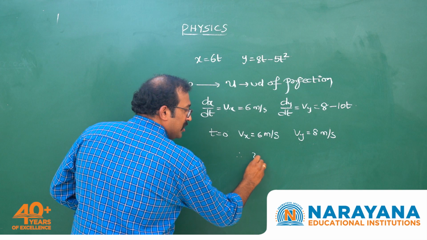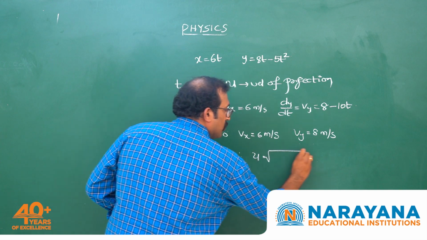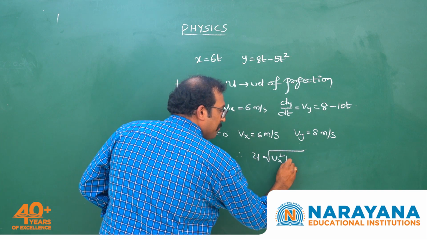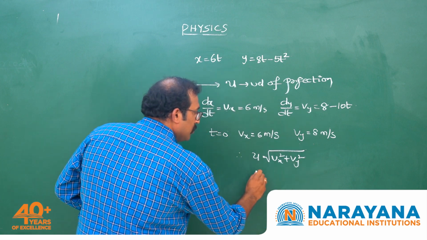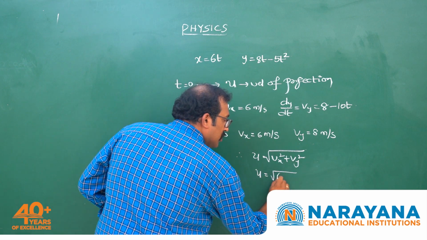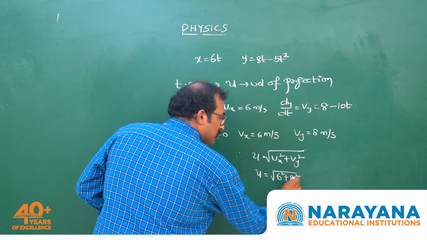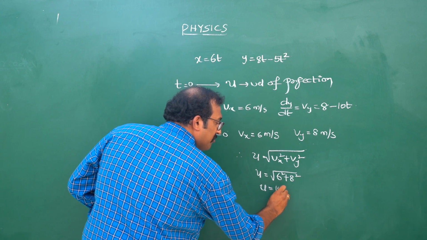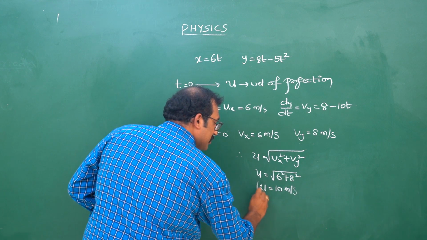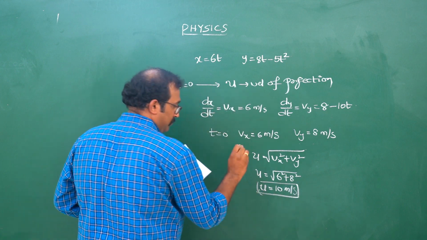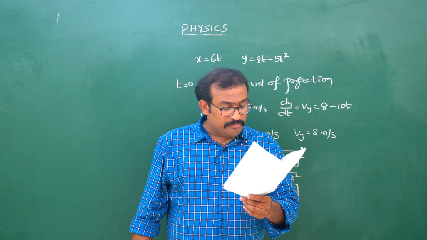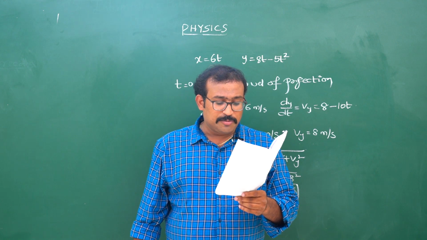Therefore, the initial velocity of projection is root of Vx square plus Vy square. So you will get u is equal to root of 6 square plus 8 square. Therefore, the velocity of projection is 10 meter per second. So from the options, the third option is the correct one.